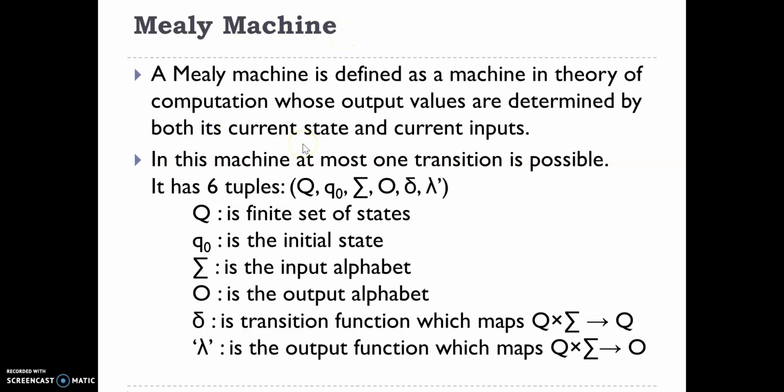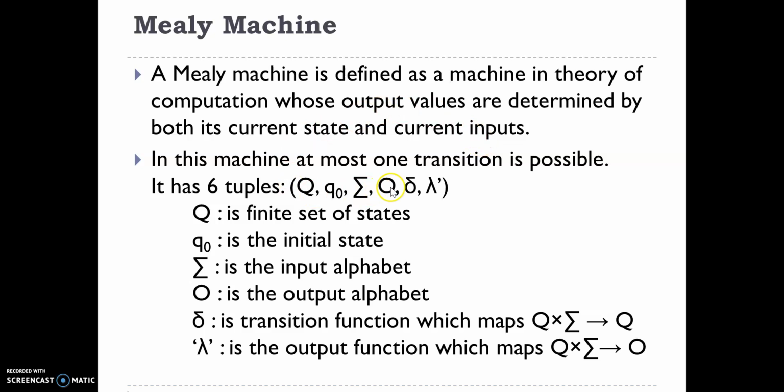What is a Mealy machine? Now let's see the definition. It is a machine in theory of computation whose output is determined by both the current state and current input. So here it is very important. This is an FSM which gives us output, and here the output depends on the state as well as the input. I need to consider both the things.